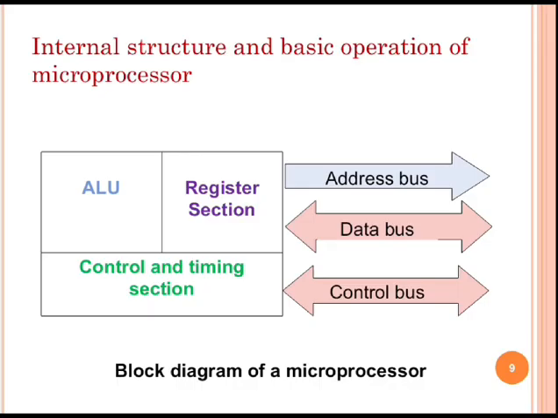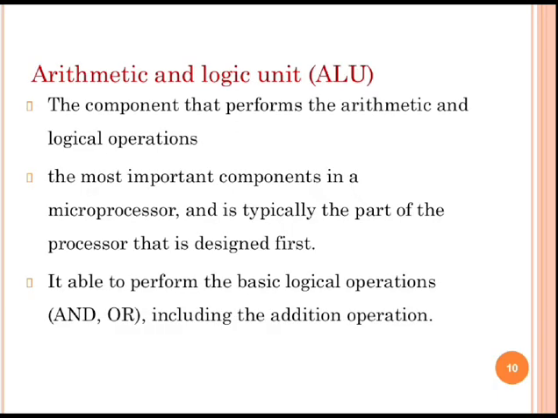It is the internal structure and basic operation of a microprocessor. Yes, it contains one ALU, a register section, a control and timing section, and three types of buses: address, data and control bus. It's a basic block diagram of a microprocessor. Next is the arithmetic logic unit, which means ALU. It is the component that performs the arithmetic and logical operations, and the most important component in a microprocessor. It is able to perform the basic logical operations such as AND, OR, including the arithmetic operations: addition, subtraction, multiplication, division, increment, decrement, etc.